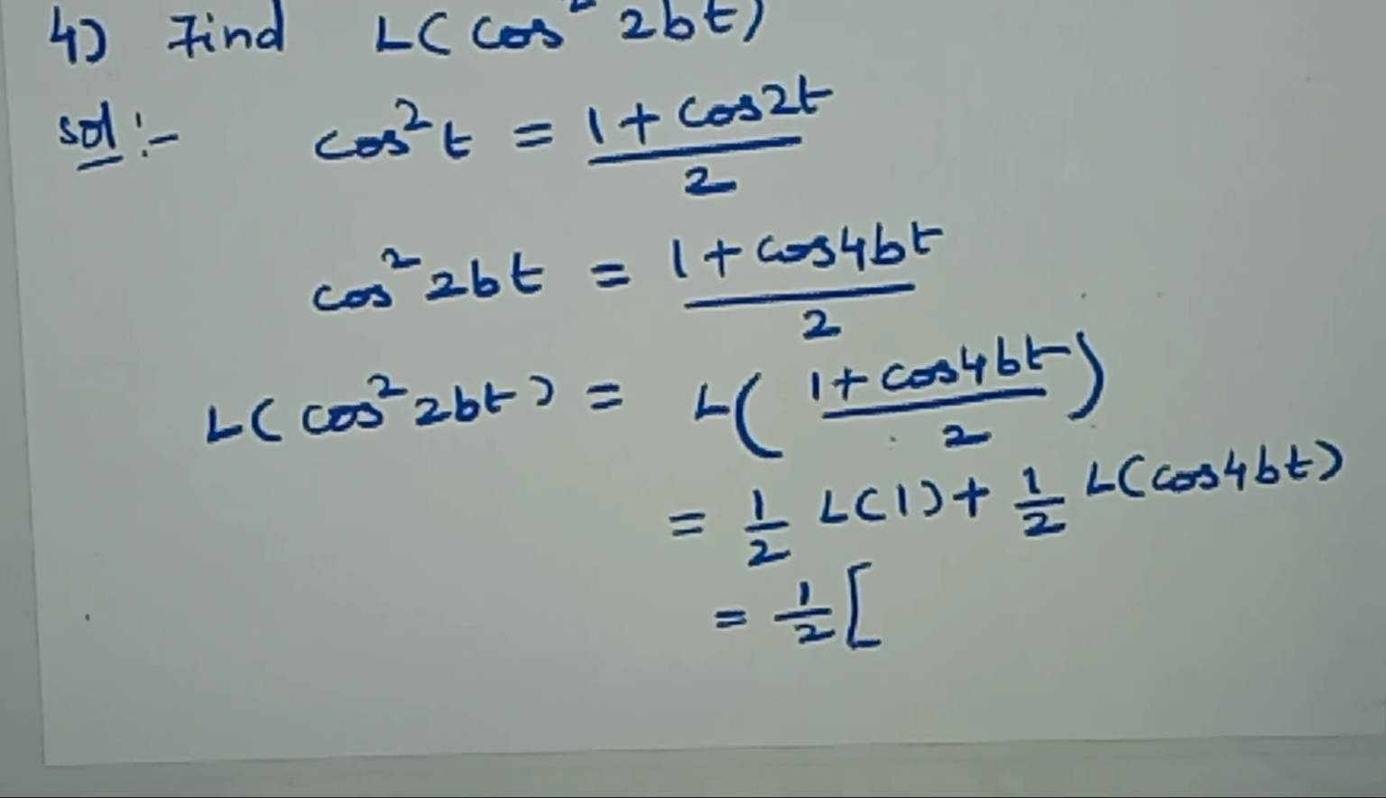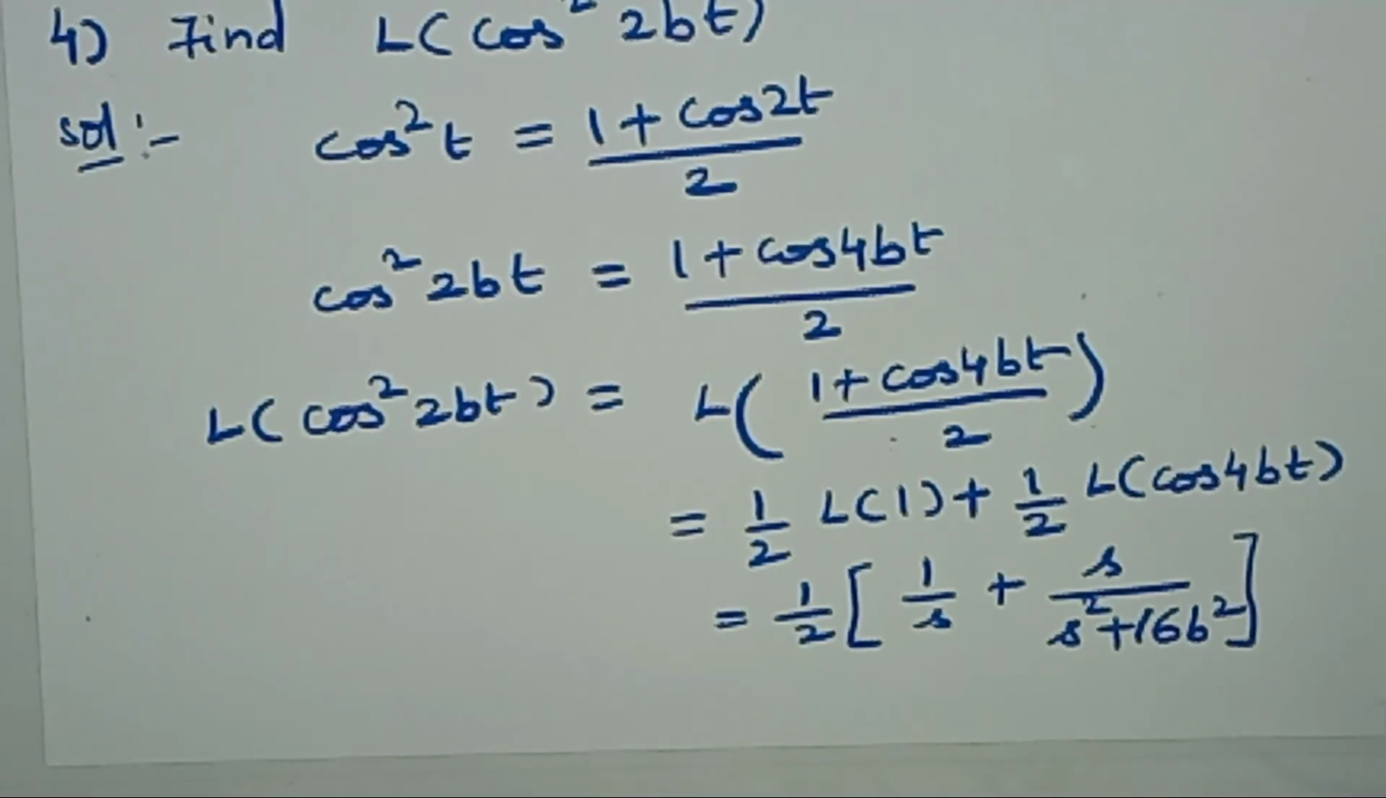Okay, what is L of 1? 1 by 2 is common so we can take it outside. What is the formula for Laplace transform of 1? 1 upon s. Plus, what is Laplace transform of cos 4bt? A is nothing but 4b. Therefore, the formula is s upon s square plus a square. A square is nothing but 4b the whole square, which is 16b square. In a similar way, if instead of cos square 2bt it is sin square 2bt, you should also be able to solve it. You have to apply the sin square t formula, 1 minus cos 2t by 2. Accordingly, you will have to proceed.